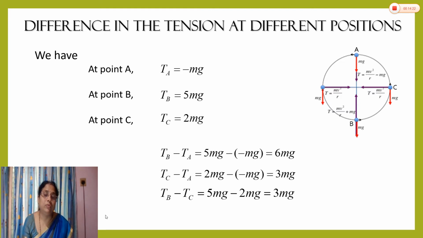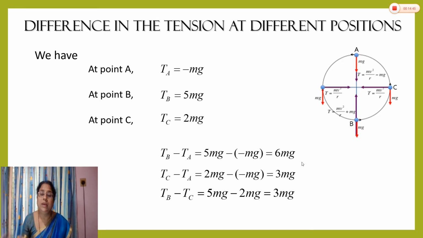Now we can find the difference in tension at point C and the other points also. Tc minus Ta gives us 3 mg. And when we calculate Tb minus Tc, we know Tb is equal to 5 mg and Tc is equal to 2 mg, so we get 3 mg.